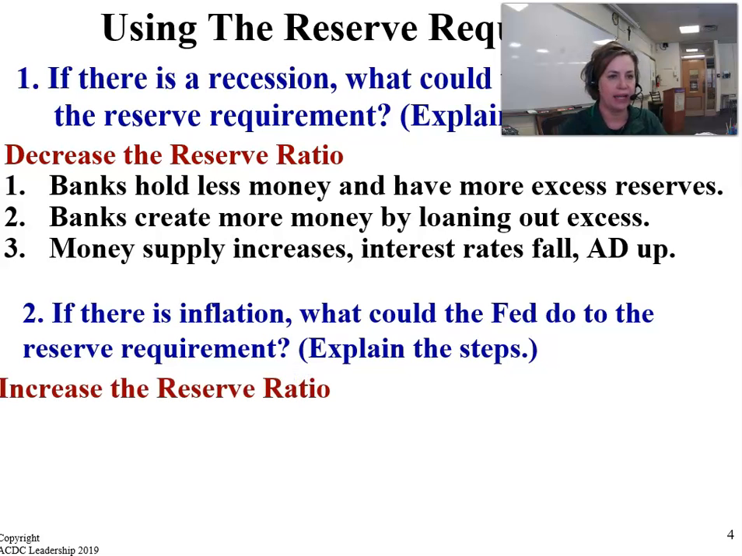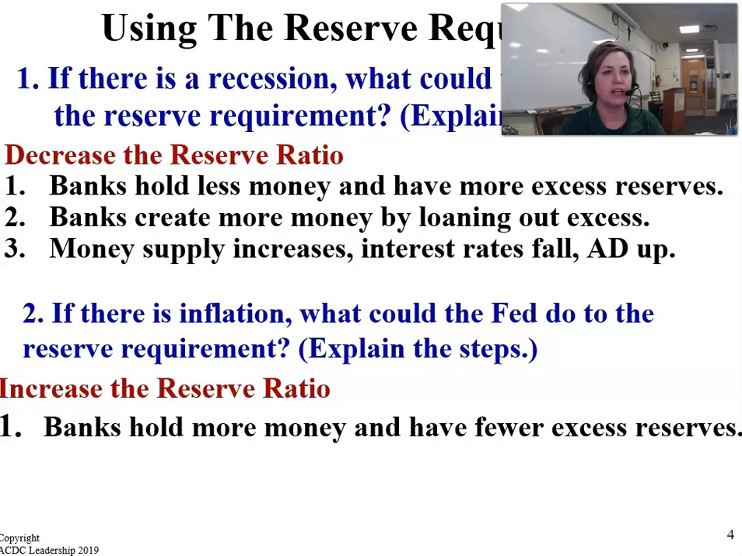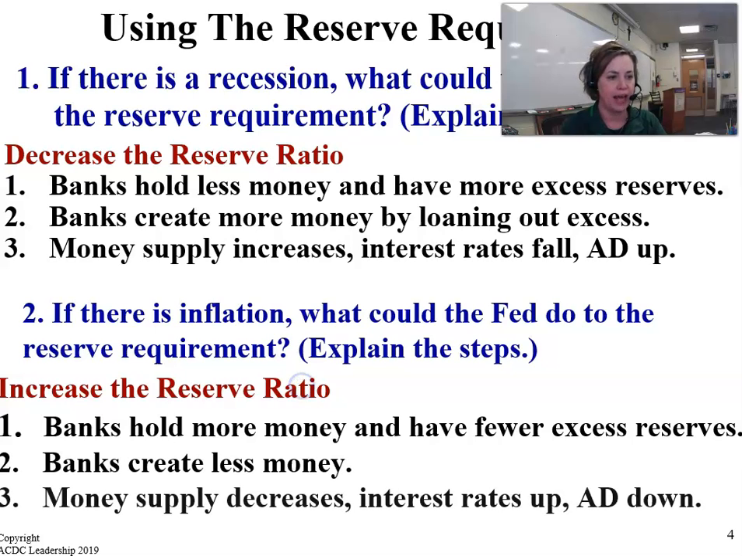thus increasing aggregate demand. But what if the opposite happens and there's an inflation? What could the Fed do? The Fed could increase the reserve ratio and the opposite effects could happen. This would essentially result in aggregate demand decreasing because interest rates have gone up.